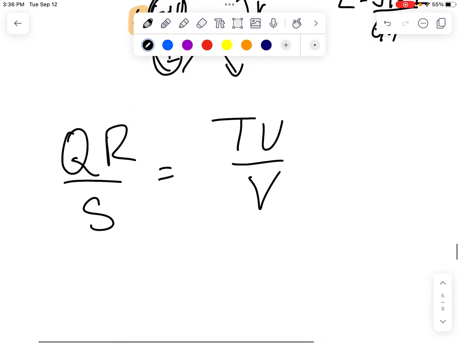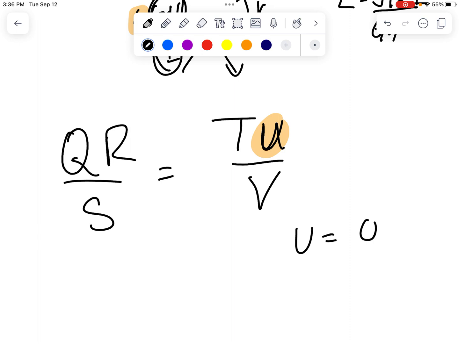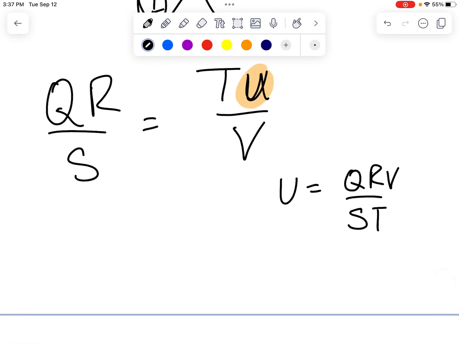I could do the same thing here. If I wanted to solve for, this is a U, let's say we're going to solve for U. U is in the numerator already, so I don't need to try to get it there. I just need to take the T to the other side and the V to the other side. So my U will equal QR over S. And then my T went from the numerator to the denominator, and the V went from the denominator to the numerator.